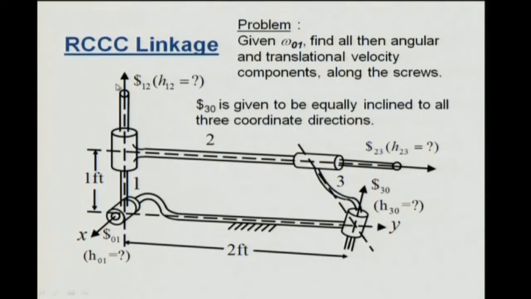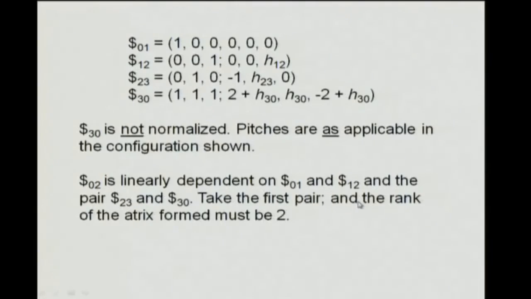This is more complicated because there is a distance between the origin and this, which is 1 foot. And this one is equally inclined, so you will get 1 upon root 3, 1 upon root 3, 1 upon root 3, and then you proceed. So in the unnormalized form, I put in the screws as this. You can do that by simply observing it, or if you are working with numbers and a package like ProE or SolidWorks with the mechanism in some configuration, you can easily query the package and form these numbers.